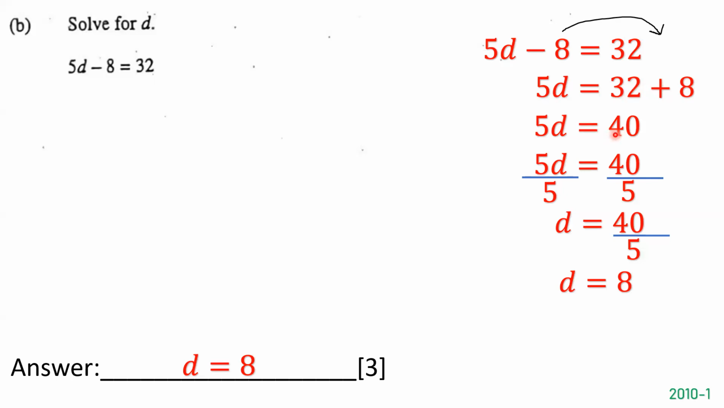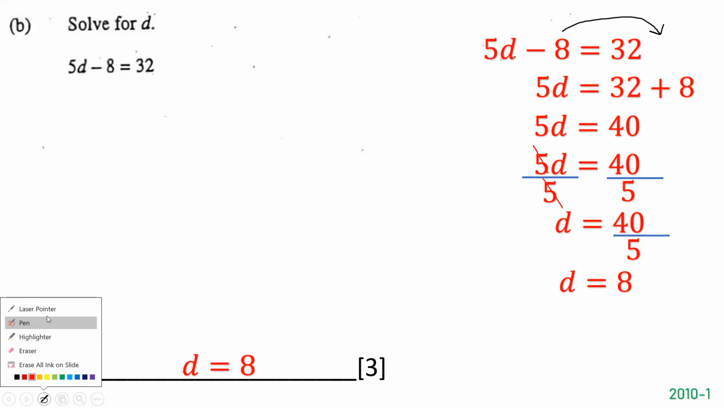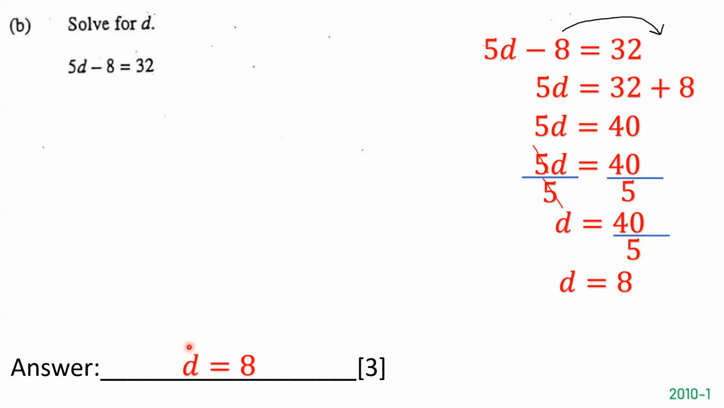What are we going to do here? Well, we're going to divide both sides by 5, because 5 is the coefficient of d. And so let's do that. If we divide 5d by 5, notice here we're going to cancel out these two, and so we're just left with d. And we know that 40 divided by 5 is definitely 8, because 8 times 5 is 40. And so the answer here is d equals 8.